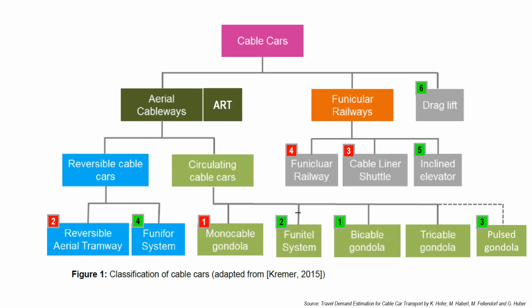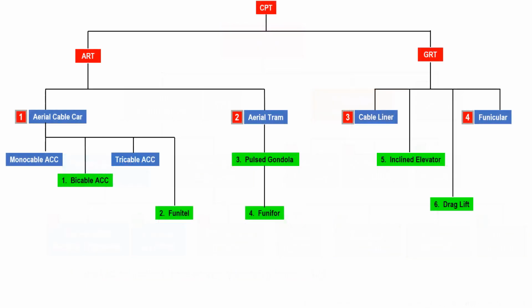For example, a funitel is a large system with a big cabin, but its market share when compared to an aerial cable car is small. These are the 6 other and minor types of CPTs. They are not as common as the major ones. The major ones are the most likely types that can be installed in the Philippines.